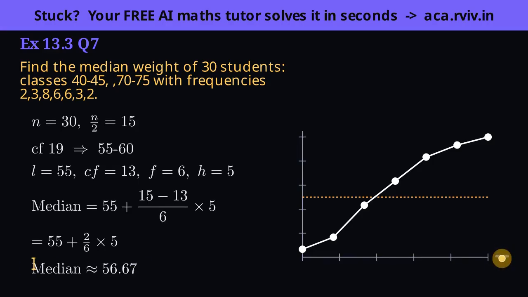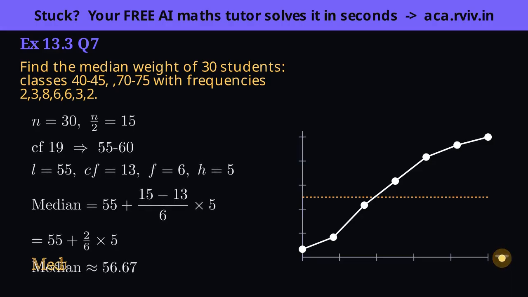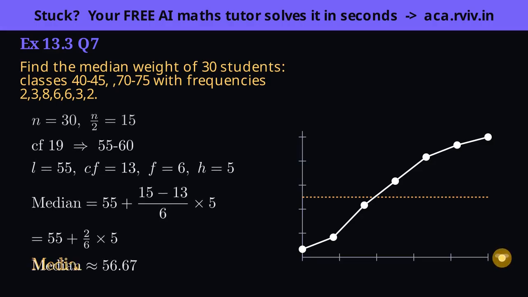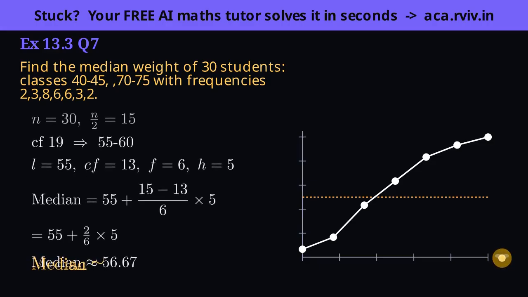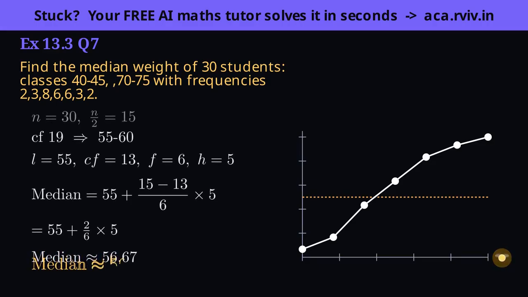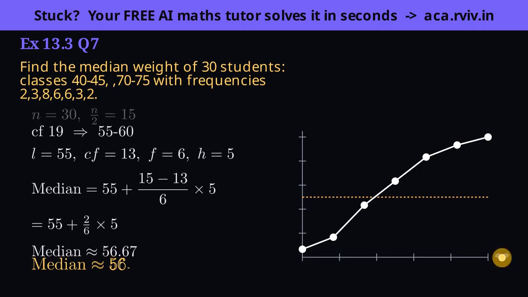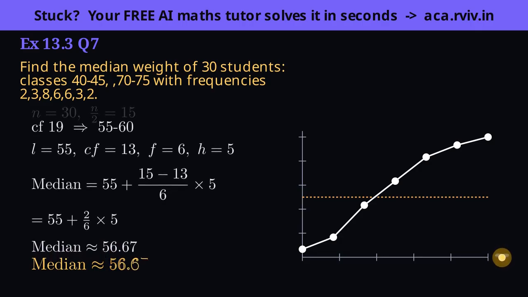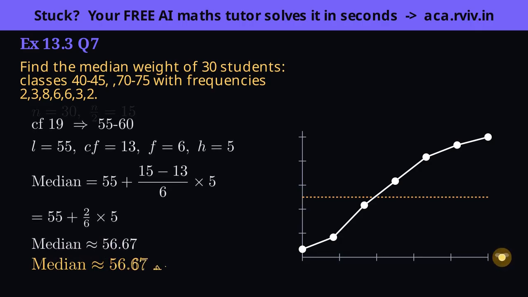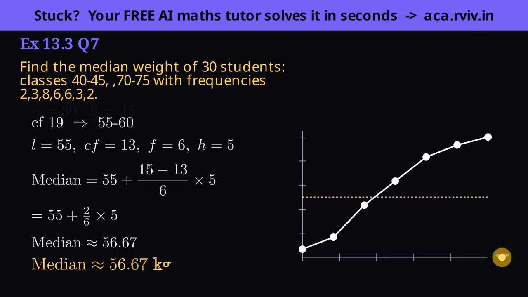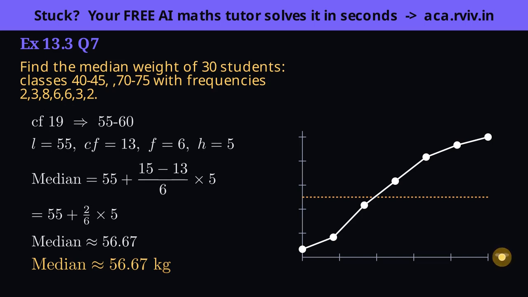So the picture: the 15th and 16th students both fall in the 55 to 60 class, and since only 2 readings were needed past the boundary, the median lies just a third of the way in. The nearer the running total is to n over 2 at the boundary, the smaller that step. The median formula simply measures how far in the middle value sits.